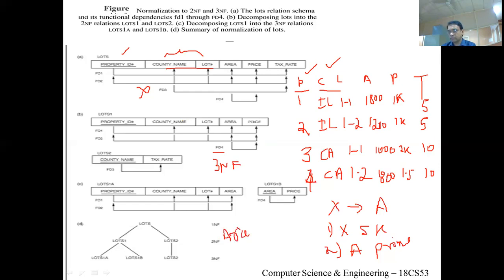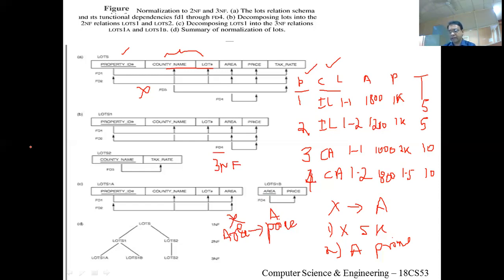Area is not a super key and price is not a prime attribute. You all know the definition of a prime attribute. Area is also not a super key and price is also not a prime attribute. So the relation, sorry, FD4 violates third normal form and lots 1 is not in third normal form. So we decompose lots 1 into two relations, that is lots 1A and 1B.